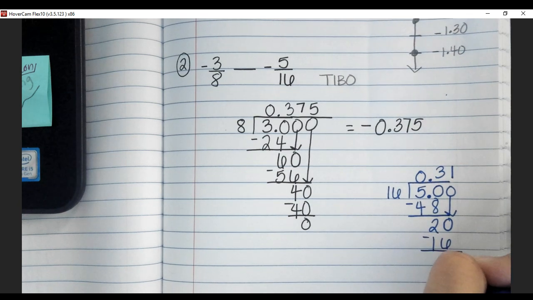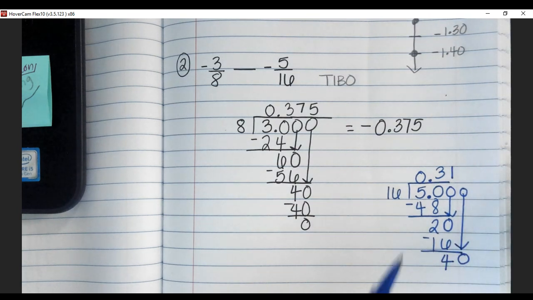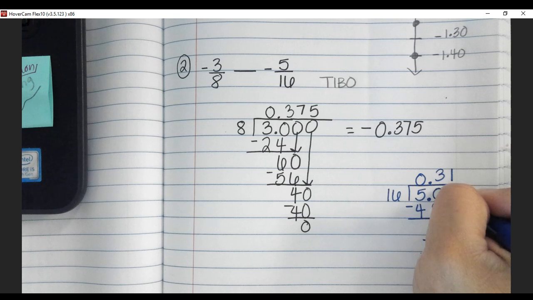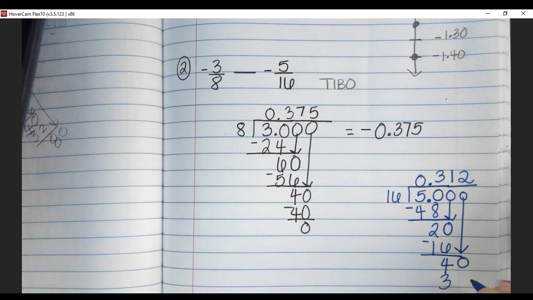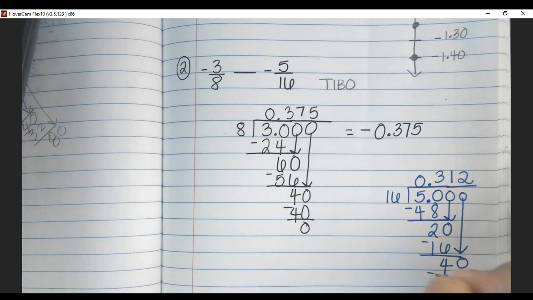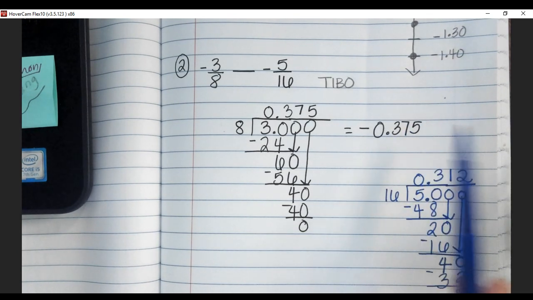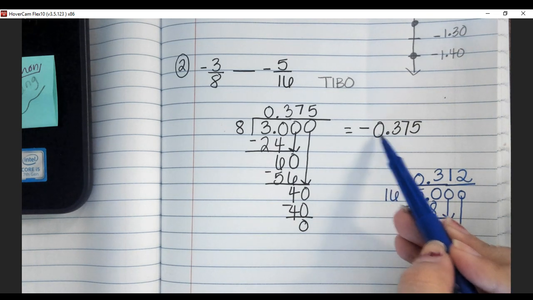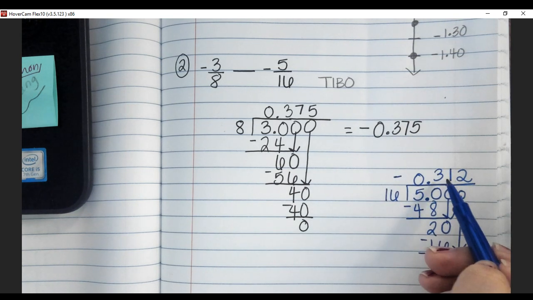Now, remember our goal here. If I bring down my 0 here, I can do this. Now, my goal is I'm comparing these, right? So if I go again, how many groups of 16 are in 40? There are 2. 16 times 2 is 32. Subtract, and I get 8. So I'm comparing these two numbers here, okay? So I can keep going if I want to, but if I look here, I have negative 375 thousandths, and then here, negative 312 thousandths.